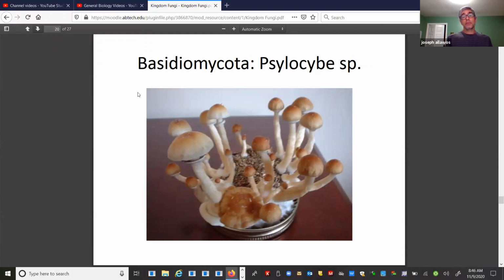Psilocybe. Spelled incorrectly, that should be an I. Psilocybe is the genus of the magic mushroom, right? And so this is Psilocybe cubensis, which is the so-called liberty cap, the ones that people consume to get high.